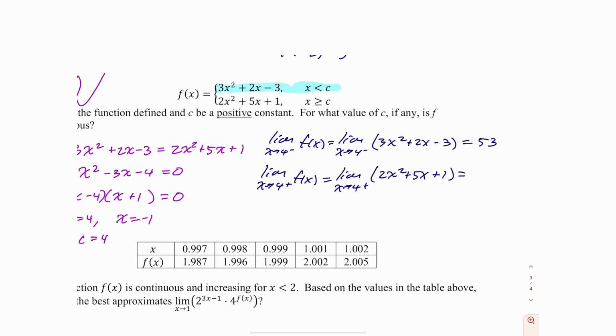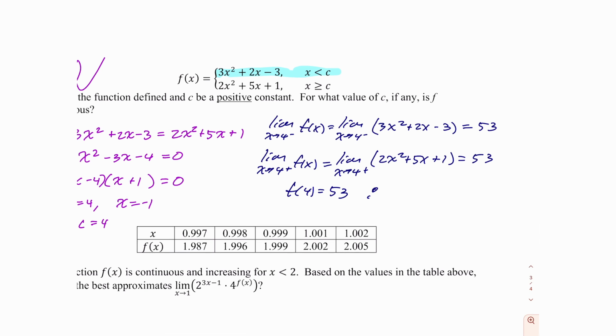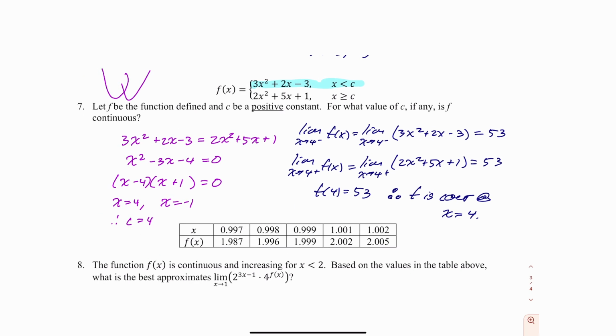Hopefully this gives the same answer. So we get 16 times 2 is 32, plus 20 is 52, plus 1 is 53, and also f of 4 is 53, because the limit from the right is equal to the value of the function in this case, because of the way it's defined. Therefore, f is continuous at x equals 4. So yeah, if c is equal to 4, this thing totally works.